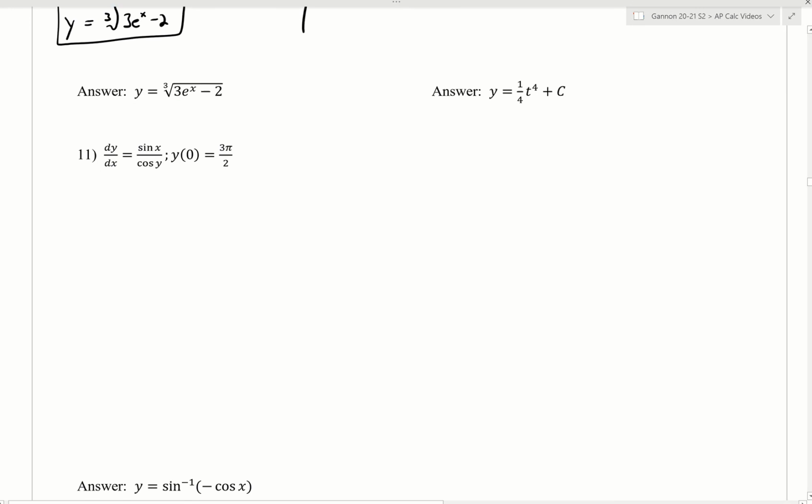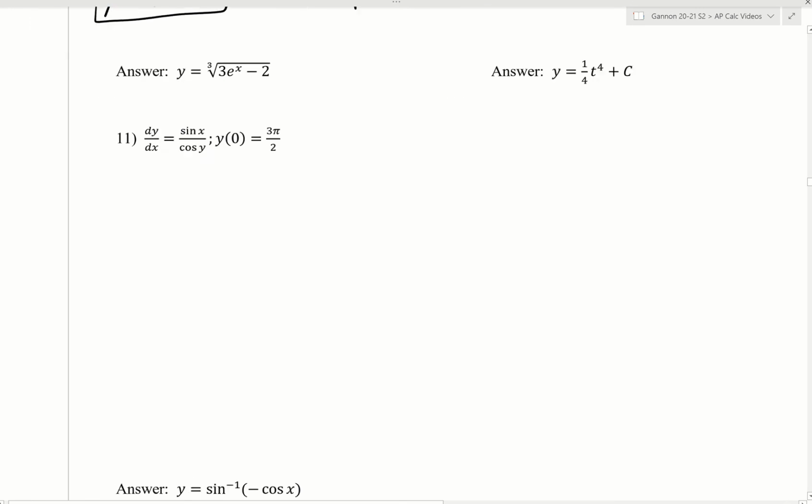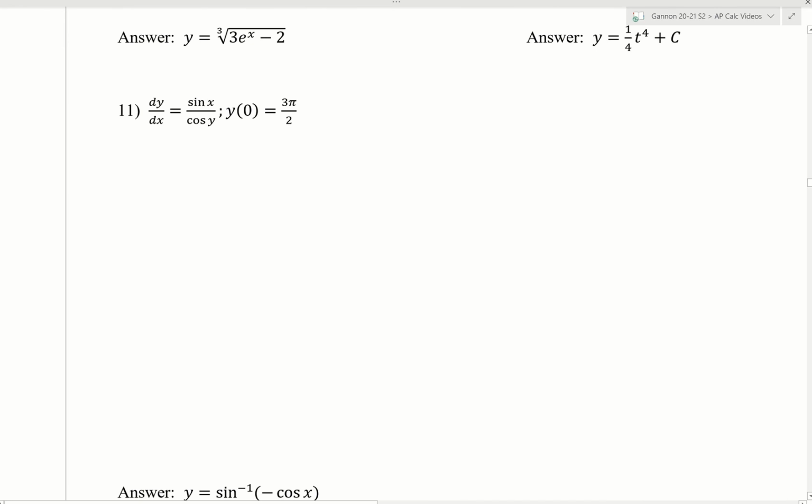All right, and we got one more to take a look at. So taking a look at 11 here real quick, same idea. We got to isolate the y's with the dy, the x's with the dx, so we can cross multiply. We get cosine of y dy equals sine of x dx.